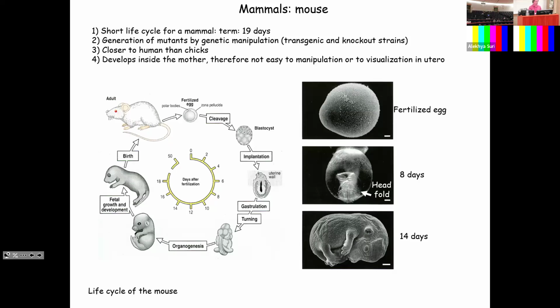They are close to human, so it's a mammal, at least closer than chicks. One of the problems is that it develops inside the mother. So if you want to study the embryo, you have to sacrifice the mother. That's a setback of using mice for embryogenesis.